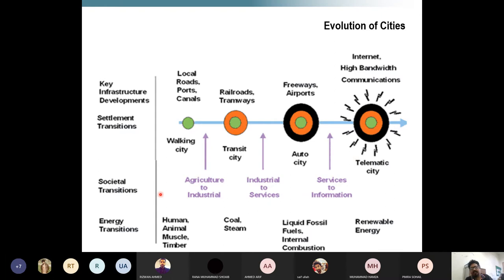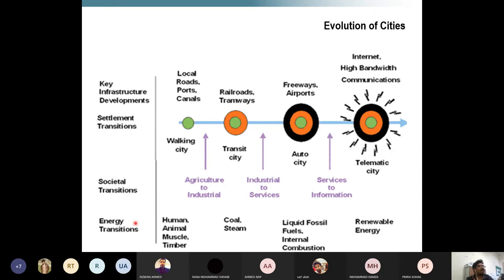So maybe our land use has basically changed, and we emerged from agriculture to industrial. Now we're moving on to services, to information or IT-based transitions. And of course, energy is also very much correlated with the evolution of the cities.